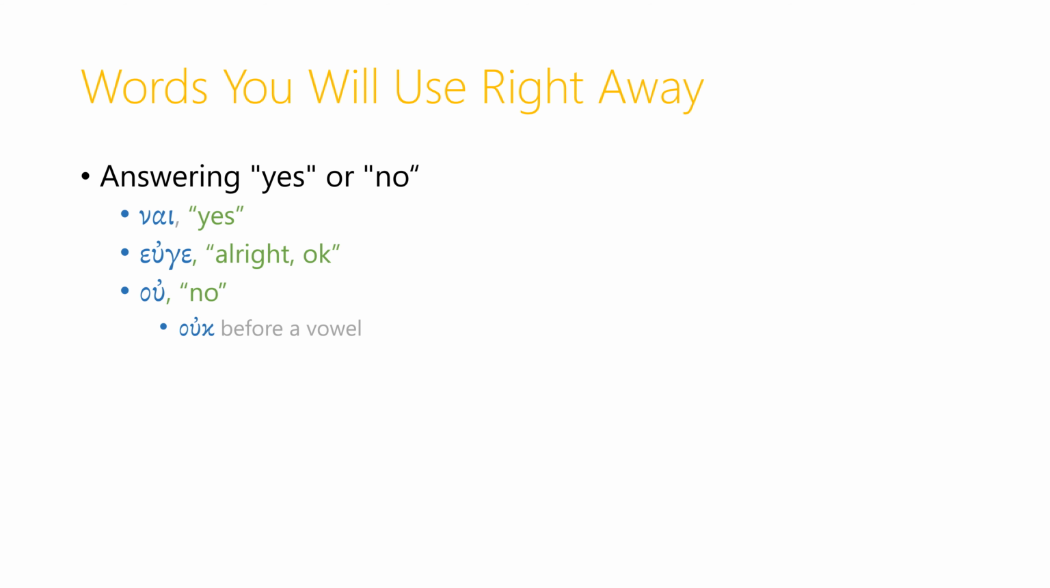One thing to notice about the word ou, no, is that if it's followed by a word that starts with a vowel, you get a kappa added onto the end, just to make it easier to pronounce. So in that case, ou can also show up as ouk. And I find it easy to remember that ou means no, because it sounds a little bit like you're disgusted by something, you know? Ooh. So if you don't like something, you might say ooh.